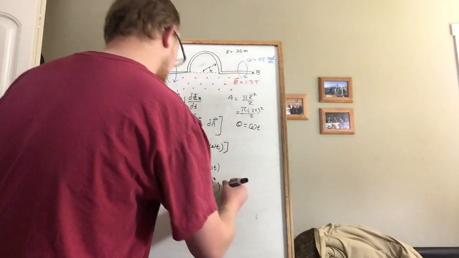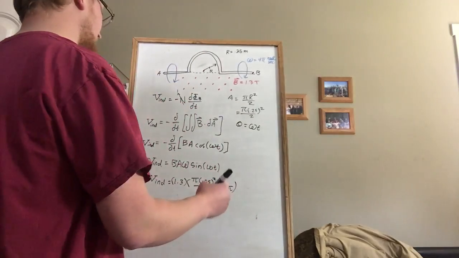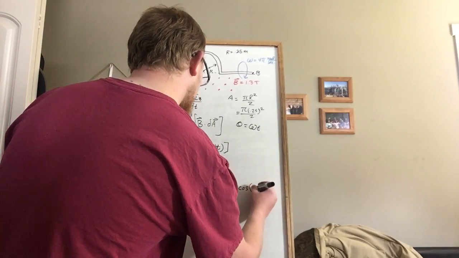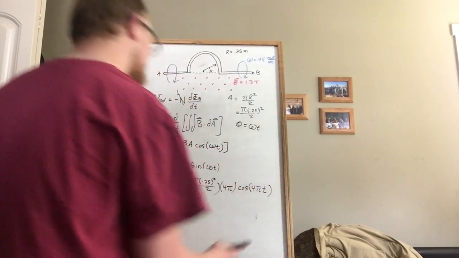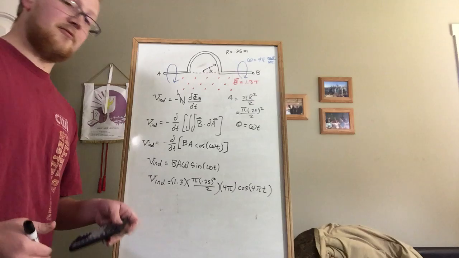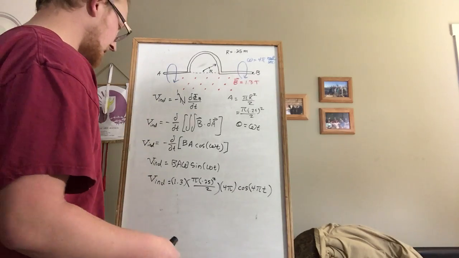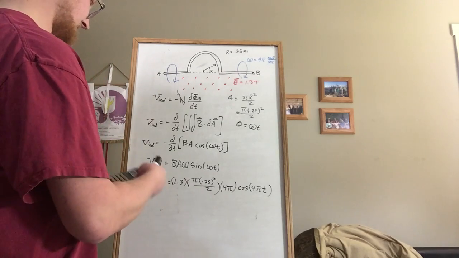Then omega is 4 pi rads per second. Then we're doing cosine of omega, which is 4 pi rads per second times time. So this is our formula for if we want to know what voltage is at any given point in time. We're going to use this formula to figure out what that is. So let's go ahead and simplify it.